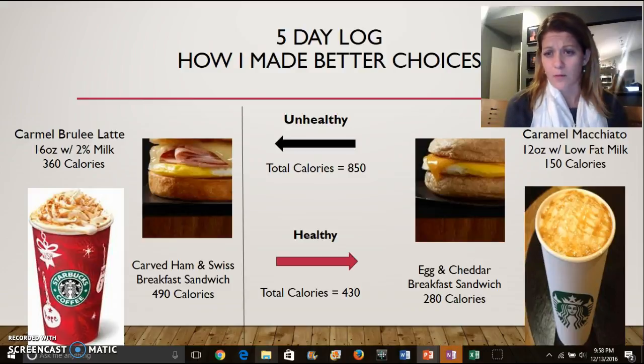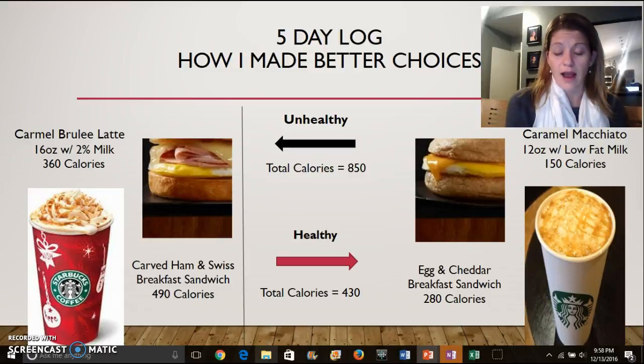The part on the right, so a caramel macchiato, which is still one of my favorites, an egg and cheddar breakfast sandwich is still really good. There I only had 430 calories. Pretty much cuts it down in half just by making a healthier choice. So I want you to do the same thing.